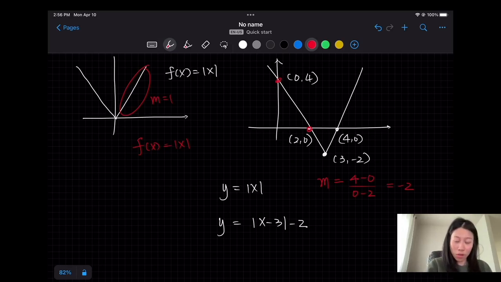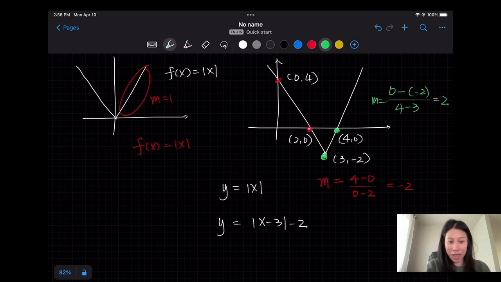But however, this is an absolute value function. That means on the other side, we can pick the slope on the right side of the function, which is, I'm using a green pen to represent that, I have 0 minus -2 over 4 minus 3, gives me the slope equals +2.